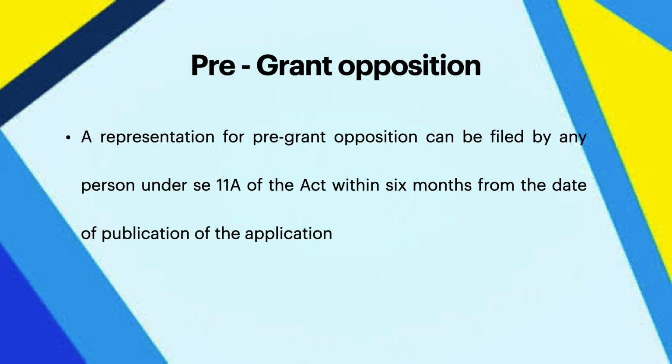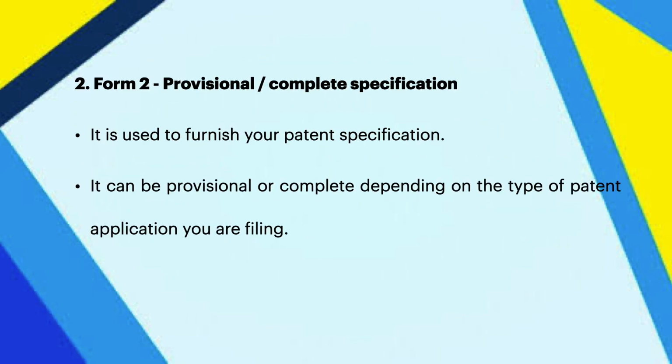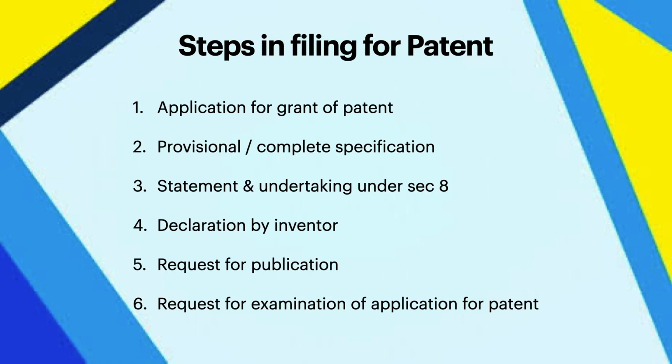So last class we looked at the 6 different steps in filing the patent, or if you are an inventor, how you can procure the patent or get the patent rights of your invention. We looked at 6 different steps: application for grant of patent, then provisional or complete specification, third, statement of undertaking, 4, declaration by inventor, 5, request for publication, and 6, request for examination of application. So this is what we discussed in the last class.